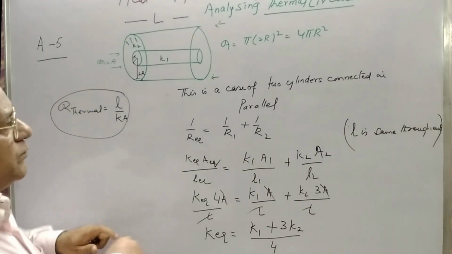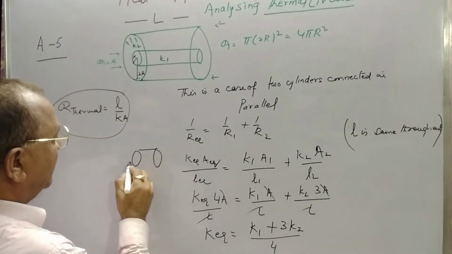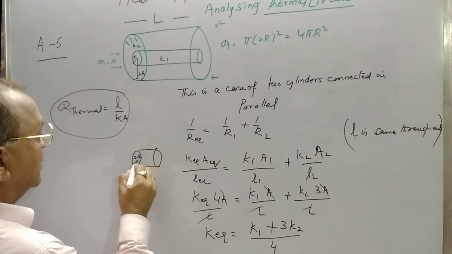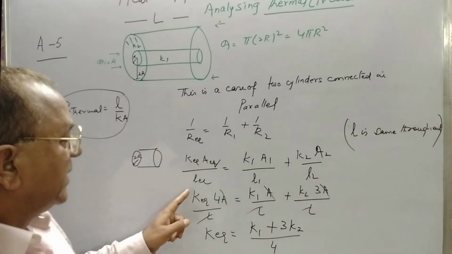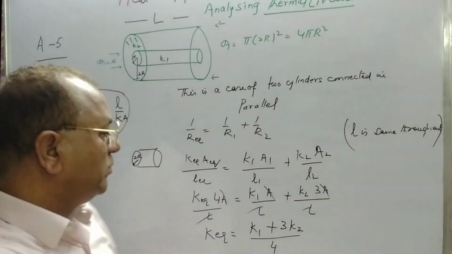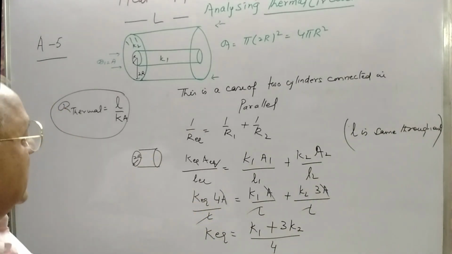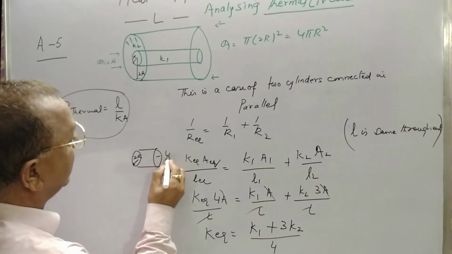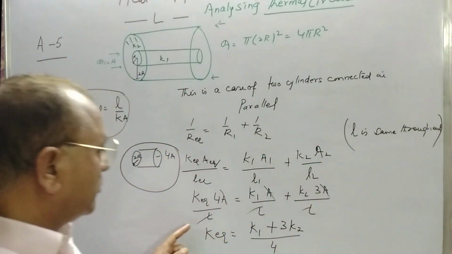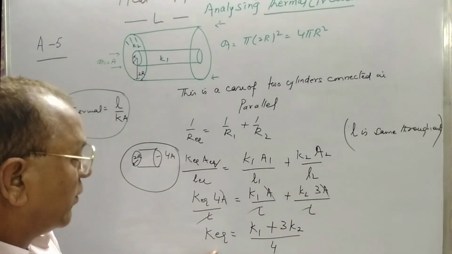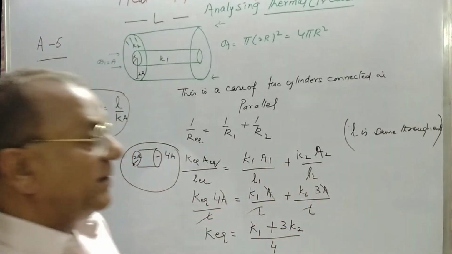Therefore, K equivalent into A equivalent. You will have a combined cylinder of 2R with 4A. So, K equivalent, A equivalent, L equivalent, K1, A1, L1, K2, L2, A2. That is K equivalent into 4A divided by L, total area 4A. To find the equivalent, because length is the same throughout, L will cut out. K equivalent into 4 is equal to K1 plus 3K2. Therefore, K equivalent is equal to (K1 plus 3K2) divided by 4.